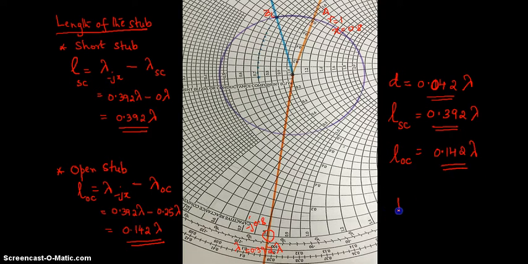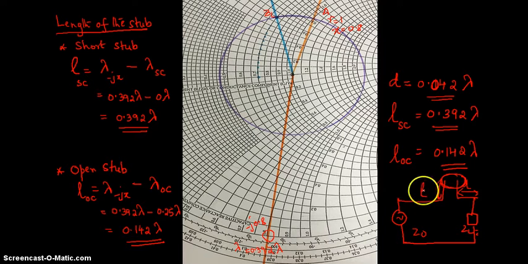If you redraw the circuit again, it will look like this. This is your ZL, this is your Z0, and you are going to keep a stub here, like this, where this is your D and this is your L. Now this portion can be an open circuit or a short circuit. So this is how we do impedance matching using stubs.